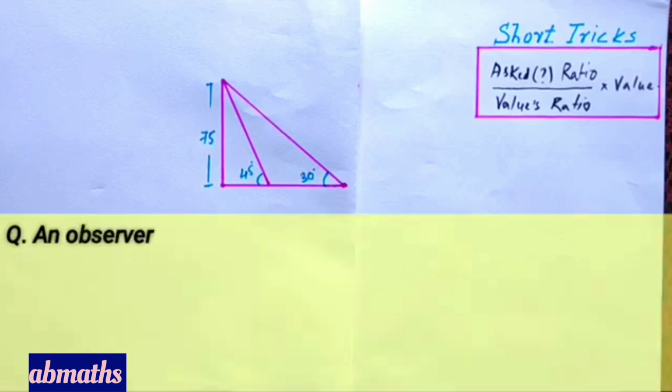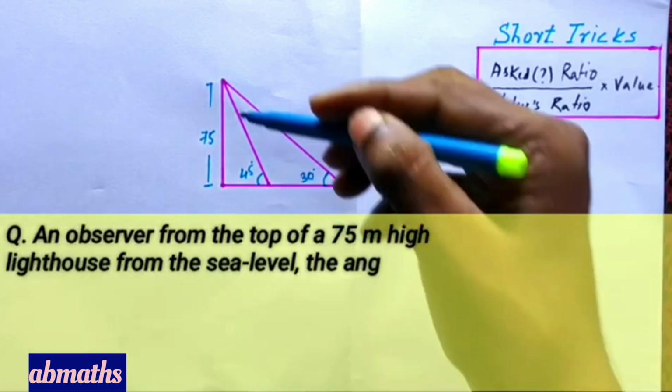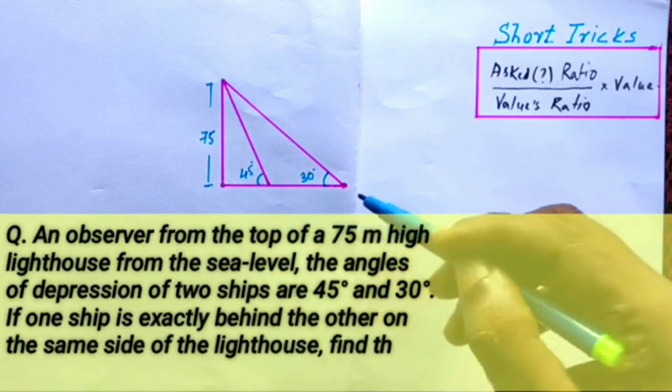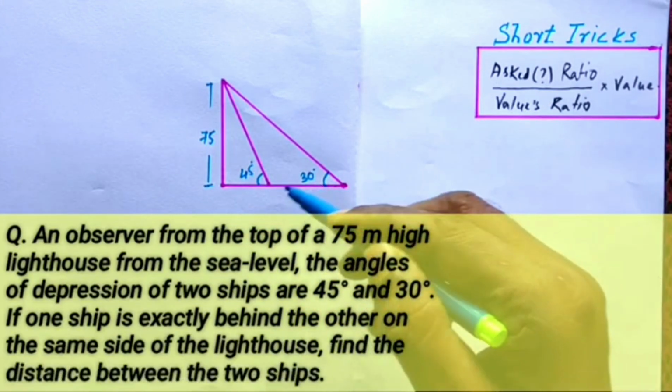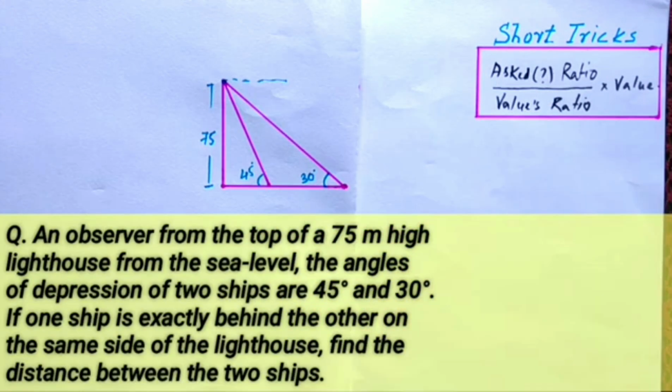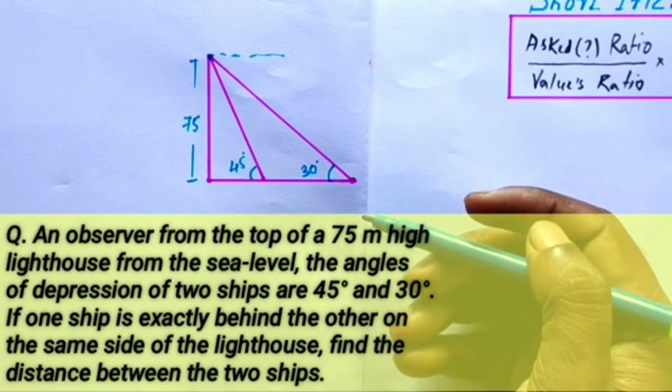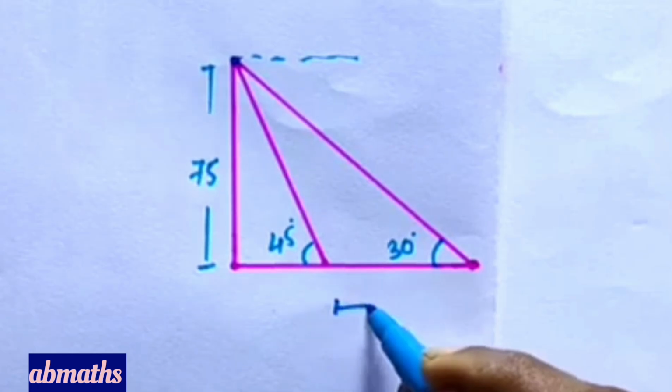Here another question we have. An observer from the top of a 75 meter high lighthouse from the sea level, this is the sea level, the angle of depression is 45 and 30 degree. If one ship is exactly behind another and on the same side of the lighthouse, find the distance between two ships. This we have to find out, x.